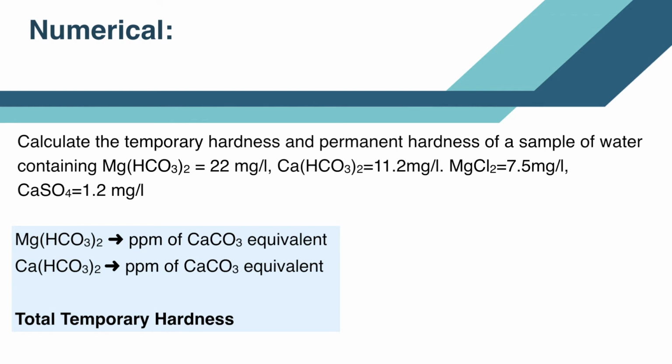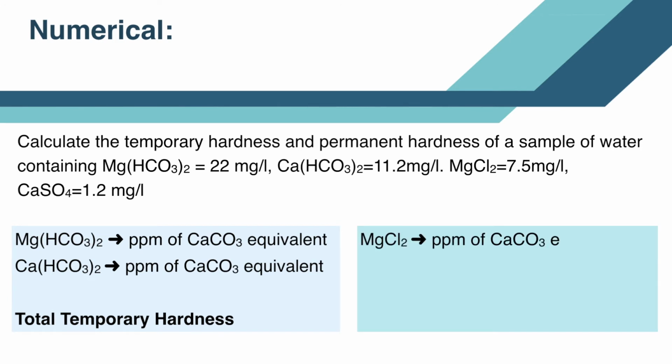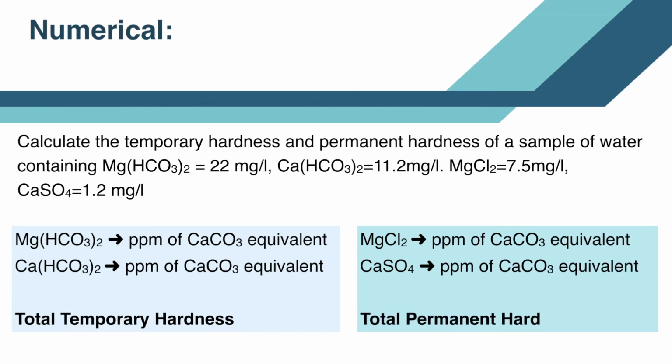Here the anion is chloride, something other than carbonate or bicarbonate. The anion is not carbonate or bicarbonate, so this will cause permanent hardness. Here the anion is sulfate, again something other than carbonate or bicarbonate, so again this will cause permanent hardness. So out of these four salts, magnesium bicarbonate and calcium bicarbonate will cause temporary hardness. Magnesium chloride and calcium sulfate will cause permanent hardness.